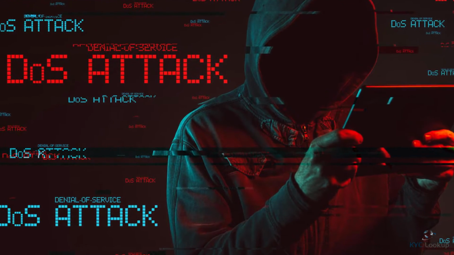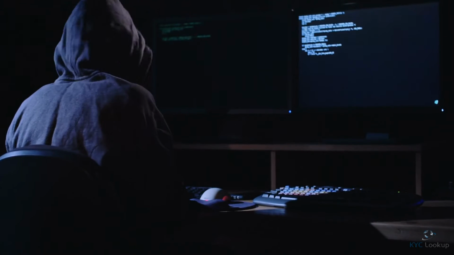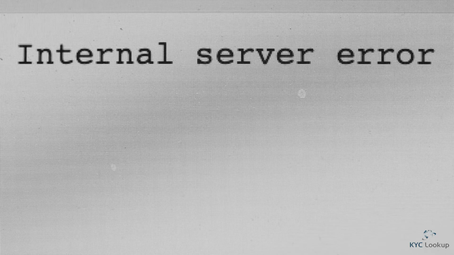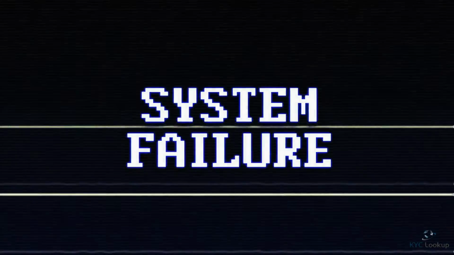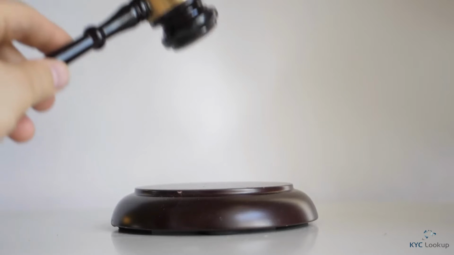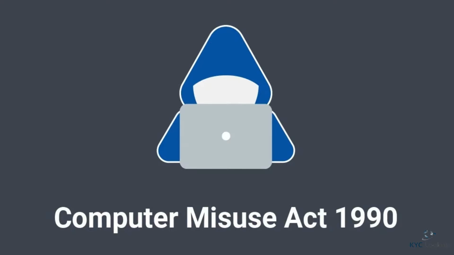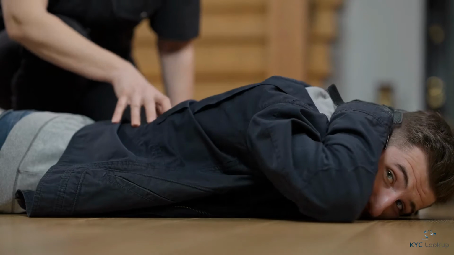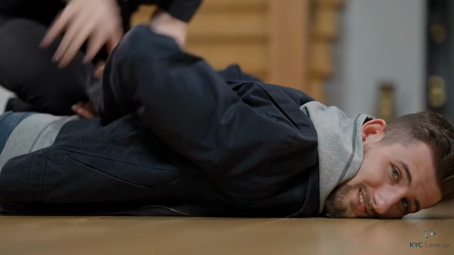DDoS stands for Distributed Denial of Service, and it's a method where cybercriminals flood a network with so much malicious traffic that it cannot operate or communicate as it normally would. This causes the site's normal traffic to come to a halt. Cyber thieves do this often to distract IT teams so that a more invasive cyber attack can occur. It's because of the potential damage they cause that DDoS attacks have been made illegal. After a 2006 amendment to the Computer Misuse Act 1990, it's a criminal offence to launch a DDoS attack.